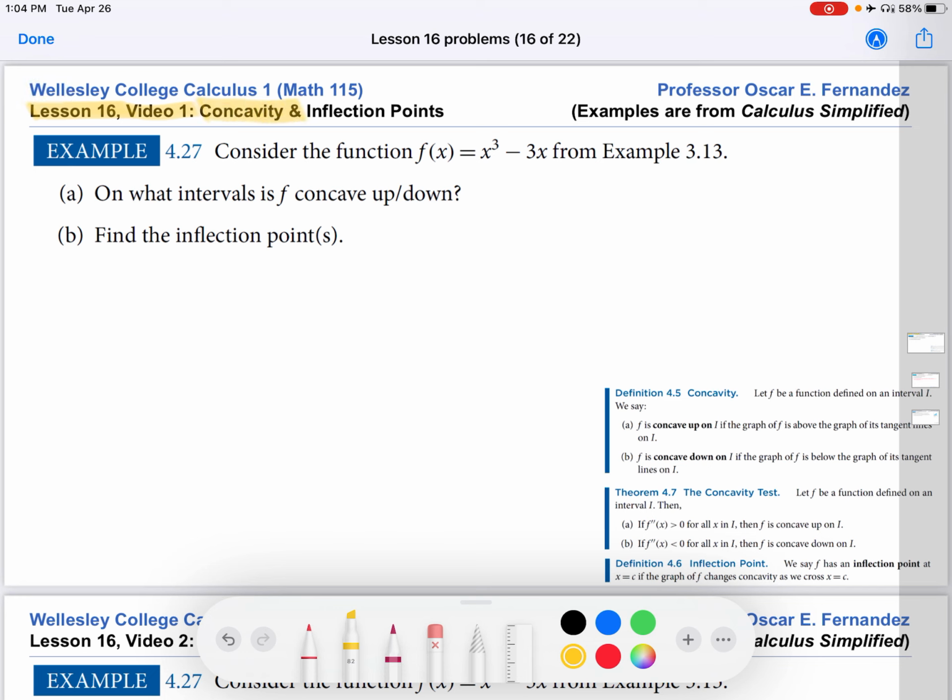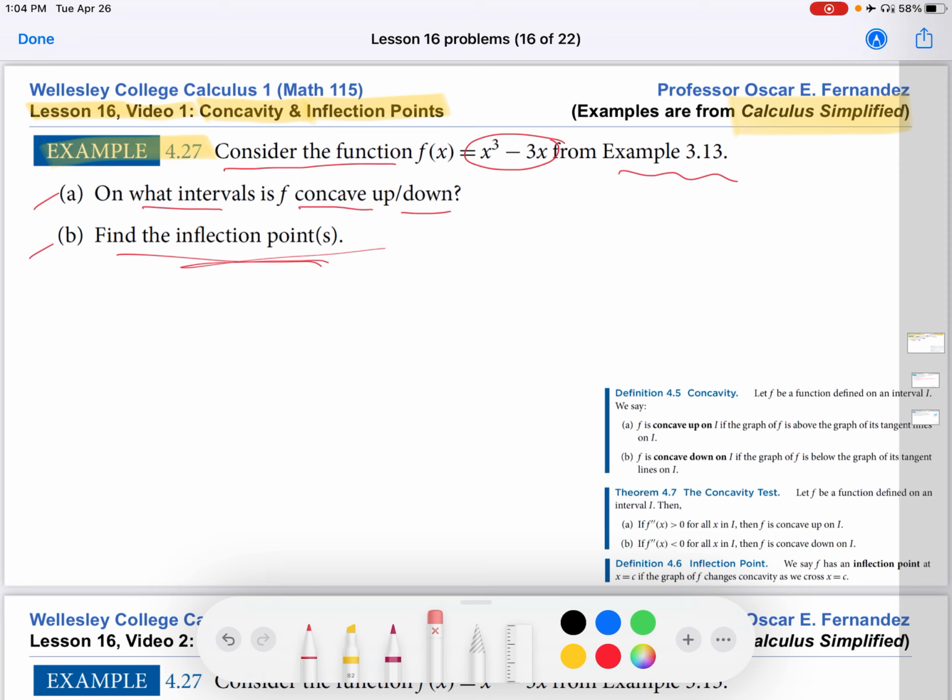So we're talking here about concavity and inflection points, and we will do that in the context of example 4.27 from Calculus Simplified. So let's go ahead and read through the example. This one says, consider the function x cubed minus 3x from our previous example in the chapter in the book. And then two questions: on what intervals is f concave up and down? And then also find the inflection points.